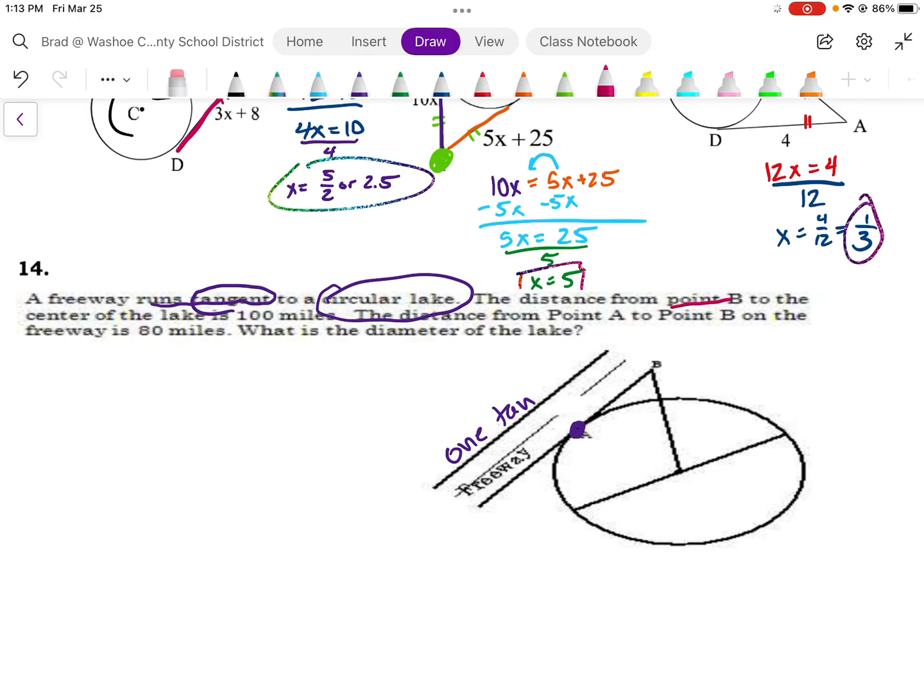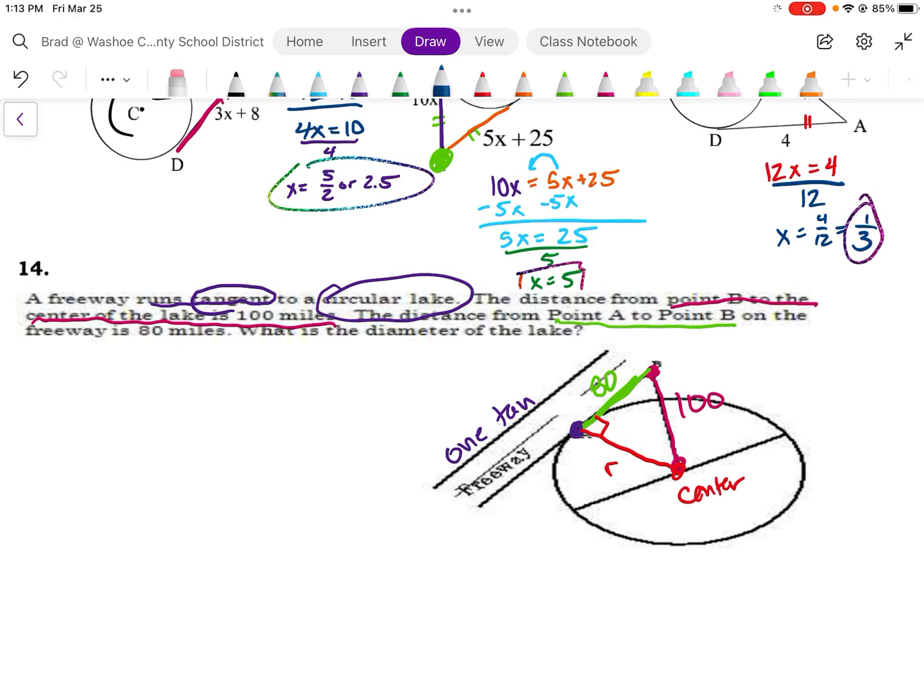So it says the distance between point B and the center of the circle is 100. So from here to here, this whole thing is 100. And then it says the distance of A to B is 80. So that's this part right here. And what is the diameter? Now, most of you guys are like, well, this is the diameter, so what am I supposed to do? Well, what they want you to do here is remember that this is radius. That's your radius r, from the center to a point on the circle. And so if I find out what the radius is, I just double it.